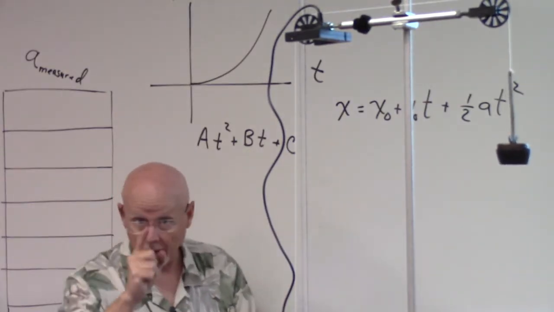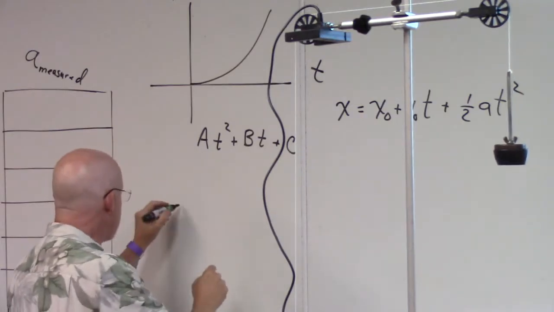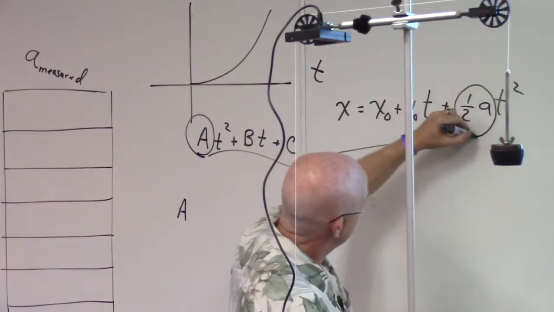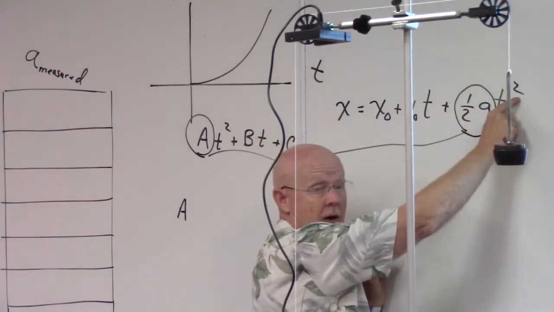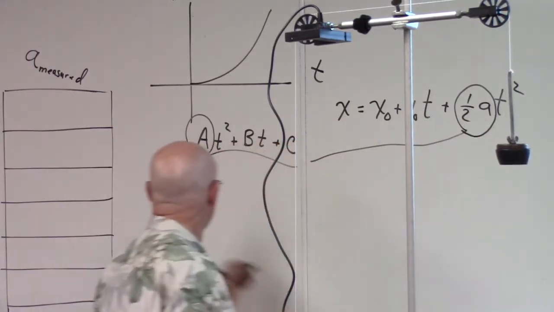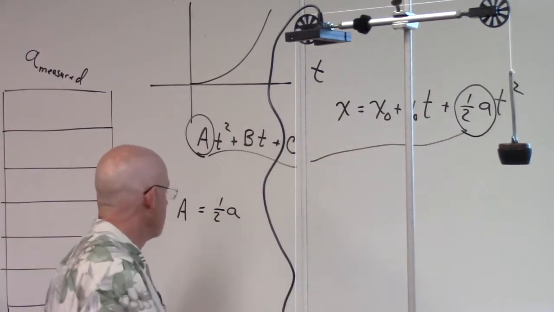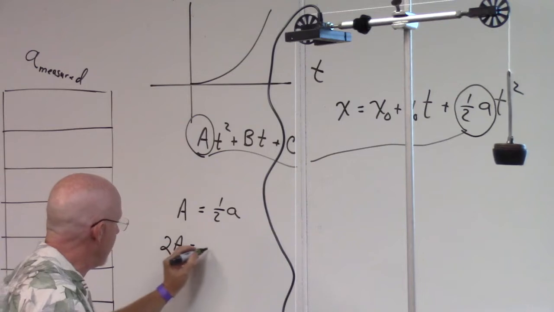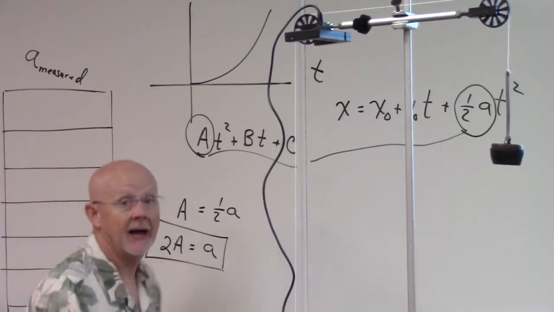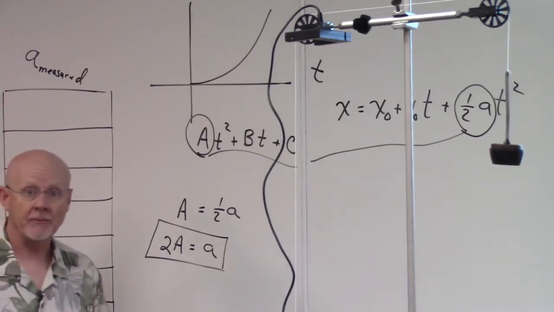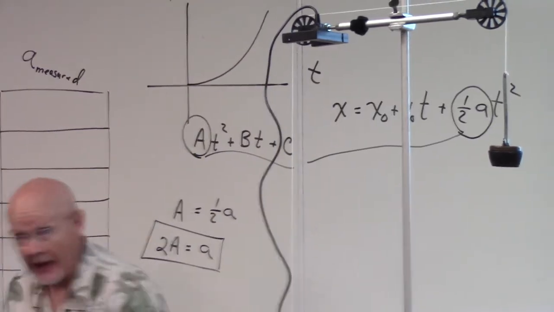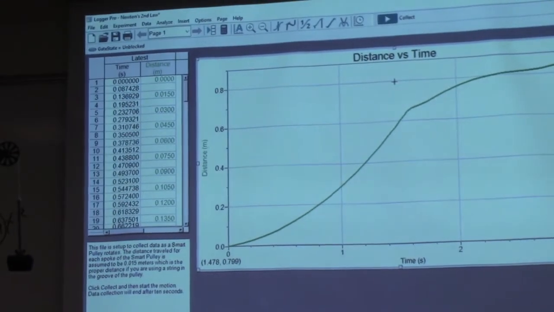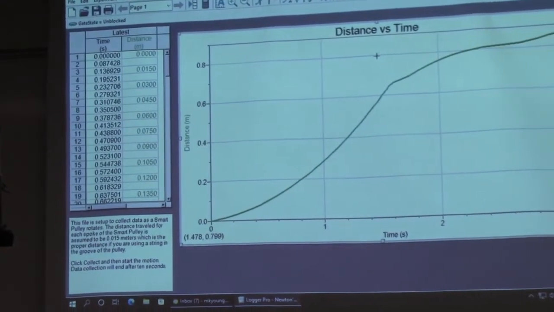The one we cared about, and the one we'll care about today, is to see how this capital A here matches what's in front of the t squared, which is 1/2 the acceleration. And then when we move the 2 to the other side, 2 times capital A is the acceleration. So what I'm going to do is a curve fit, find that value of capital A, and then double it, and that's going to be my measured acceleration.